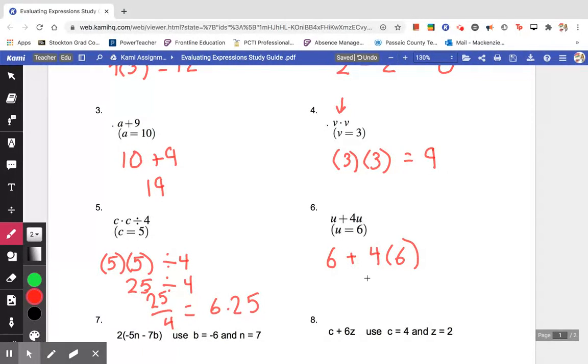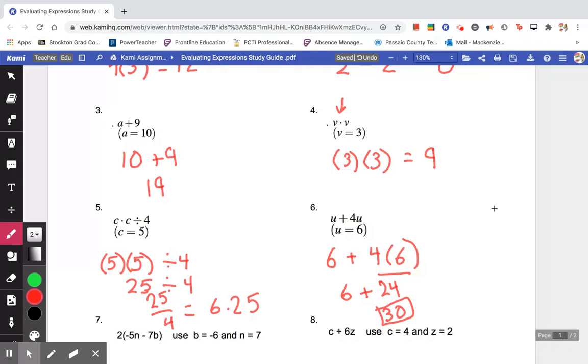So again, we need to use order of operations when we have more than one operation. So multiplication and division always come before addition and subtraction. So it'll be 6 plus, and then 4 times 6 will be 24. So we'll get 6 plus 24. So my final answer here is 30.